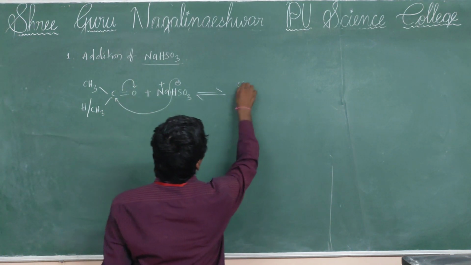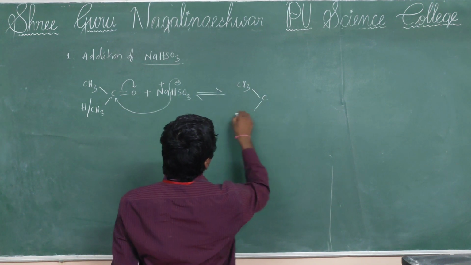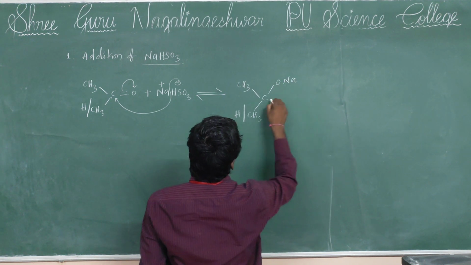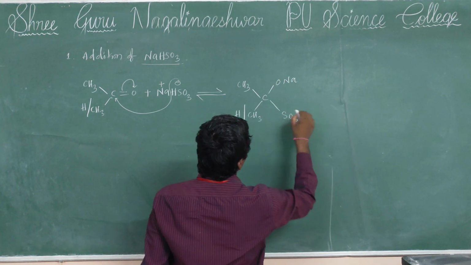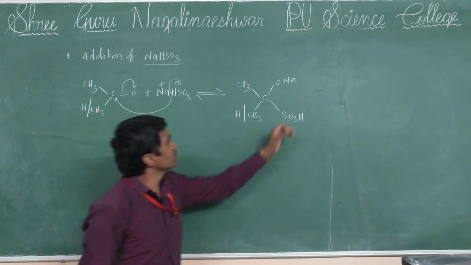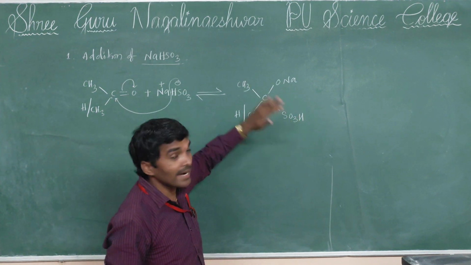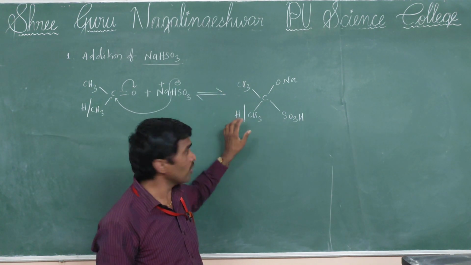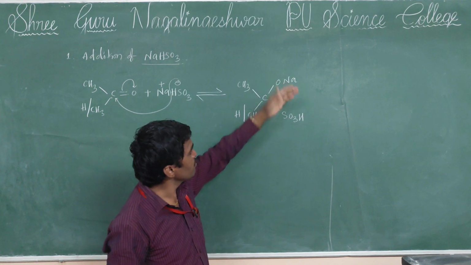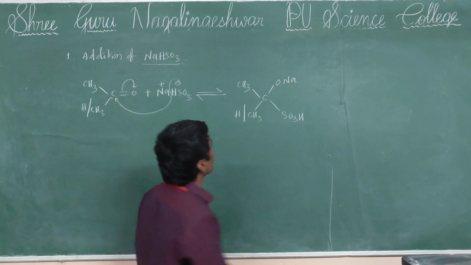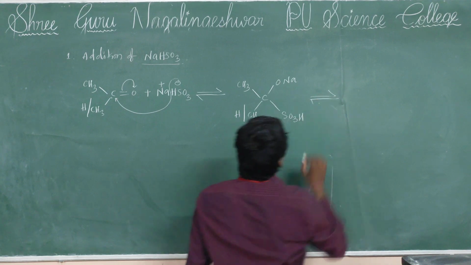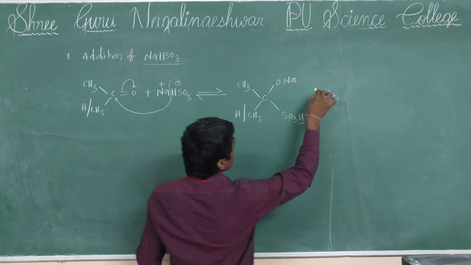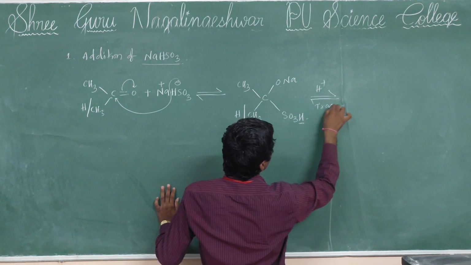Then formation of ONa and SO3H will be formed. So this is the sodium bisulfite addition product. Acetaldehyde or acetone, the sodium bisulfite addition product will be formed. See, which is further, the proton transfer. What happened now? This proton transfer here. Proton transfer.